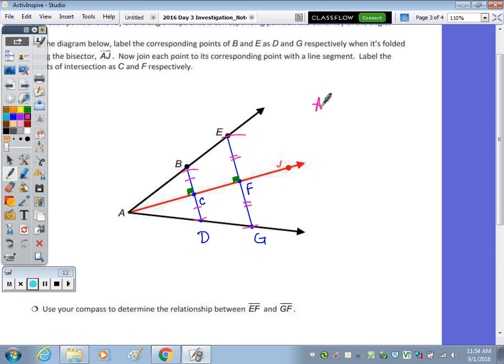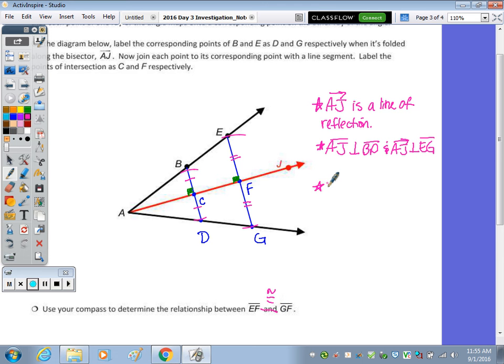So AJ, let's make note of what's going on here. Ray AJ is a line of reflection. Remember, AJ is the angle bisector. So the angle bisector is a line of reflection of a point and its image. And we know that AJ is perpendicular to BD, and it's also perpendicular to EG. Since we measured the lengths here with the compass, these two segments are congruent. So I can also state that C and F are midpoints of BD and EG, respectively.